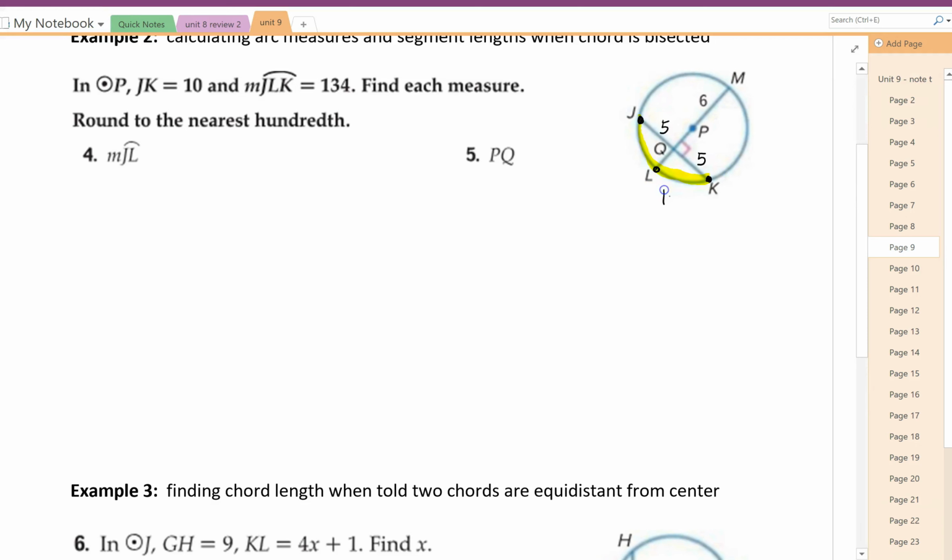And so this distance out here is 134. What it wants me to do is find the measure of JL and then find the length of PQ. So here's what we're going to do.